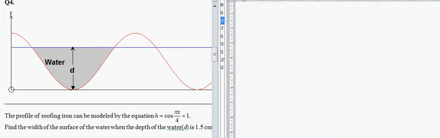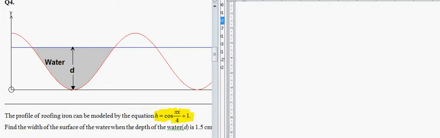Right, continuing with our trig sheet, question 4, looking first of all for our formula, and there it is there, highlighting that, and we could once again put that in our calculator. 1.5, G solve and intercept.